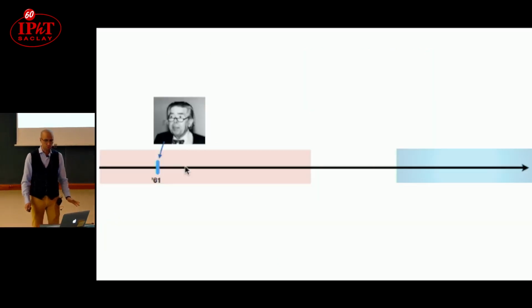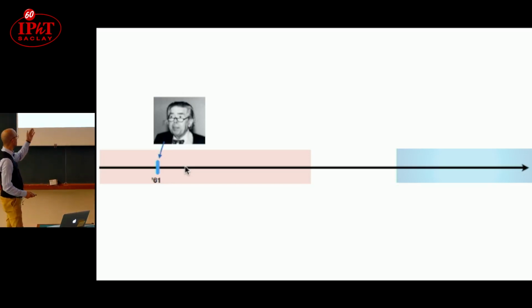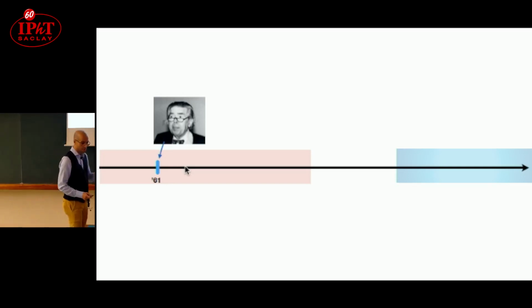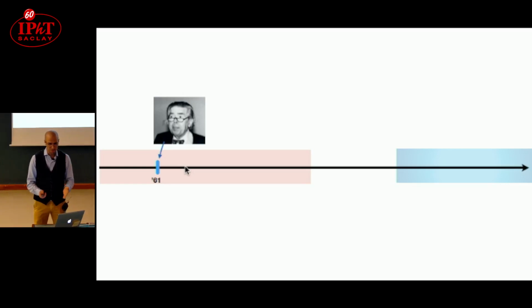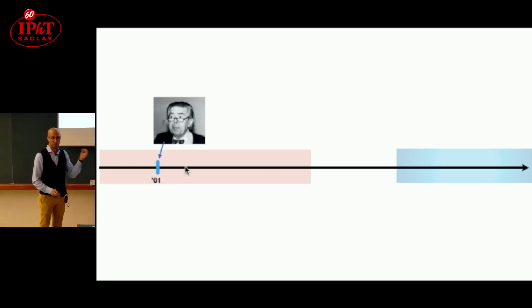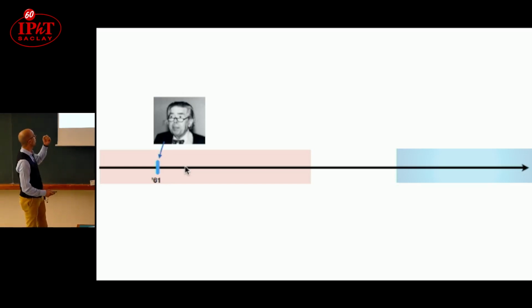So I decided to have a little game. We're talking about people here that lived in the 60s and 70s, and many of you perhaps don't know them. So I decided on an educational game that I want to propose: I show you a picture and a year, and you have to tell me who the person is and what achievement he made in that year.